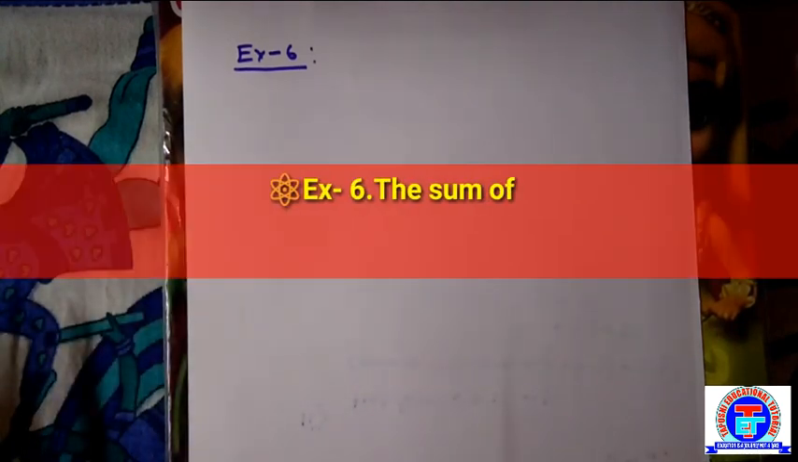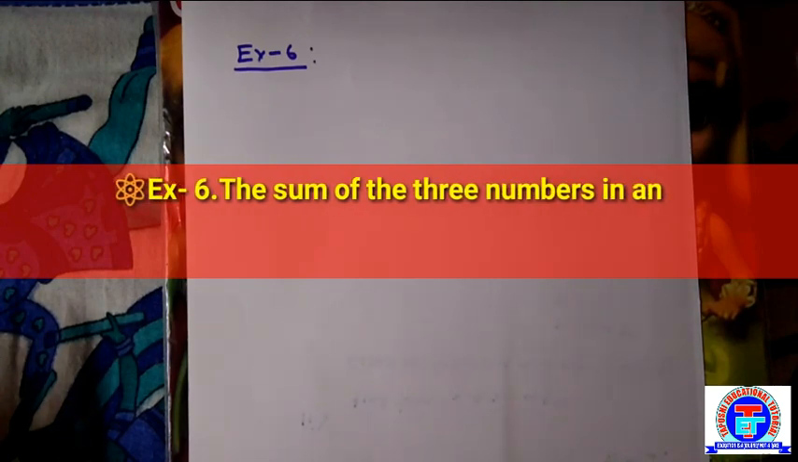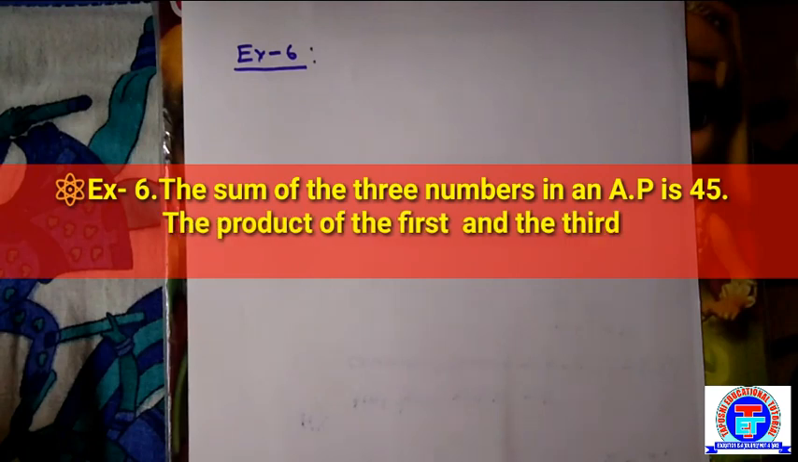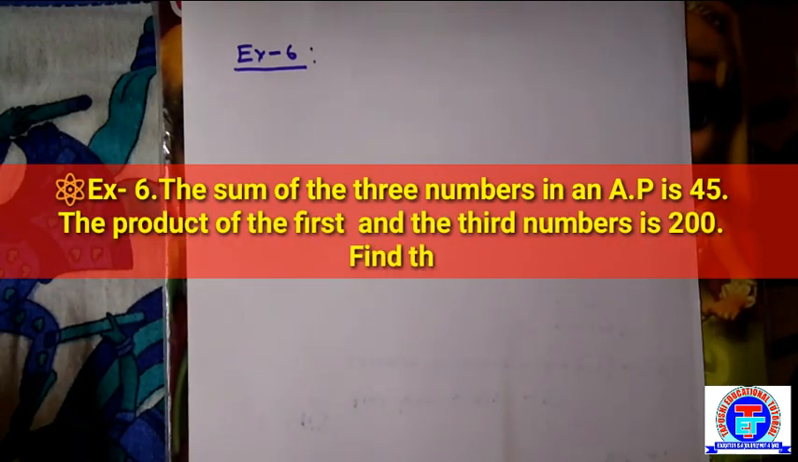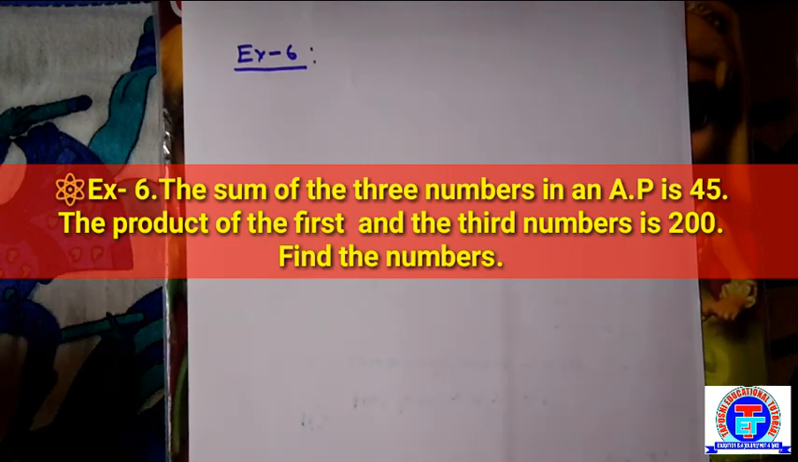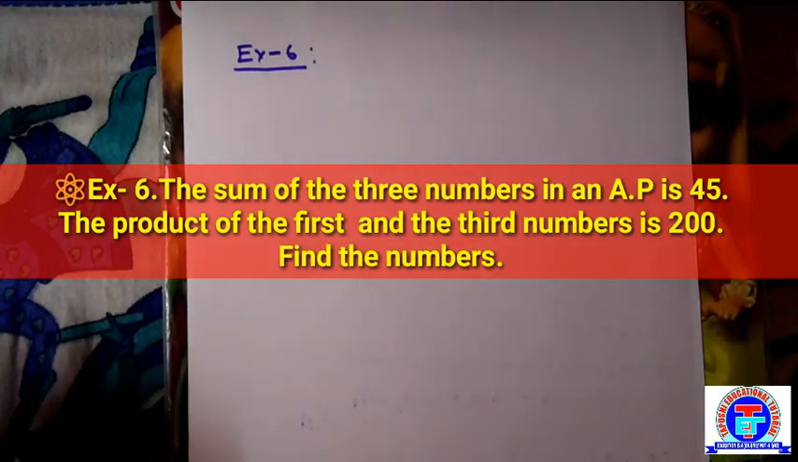right? Example number 6. Here we solve the given problem. The sum of three numbers in an AP is 45. The product of the first and the third numbers is 200. Find the numbers, right student? So let's try to solve this problem.